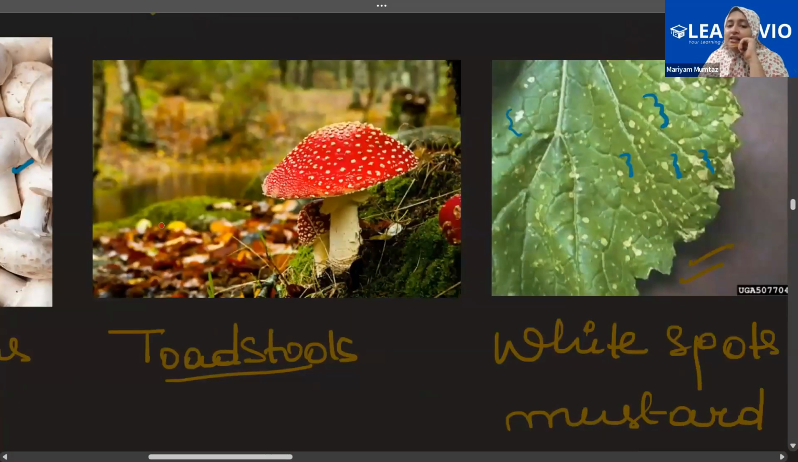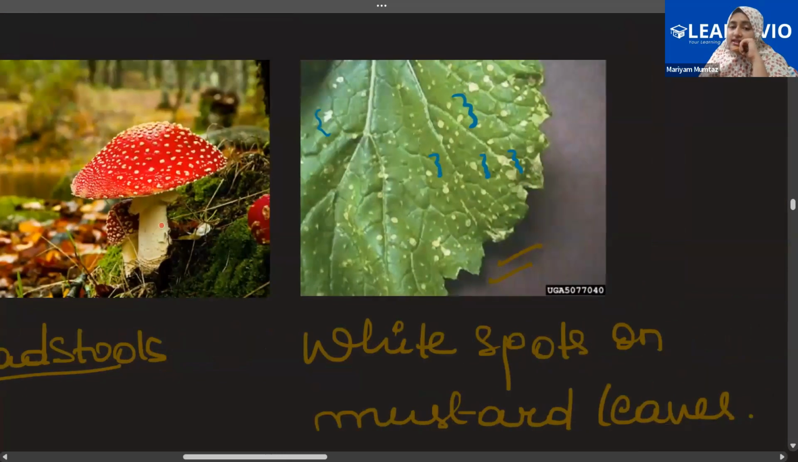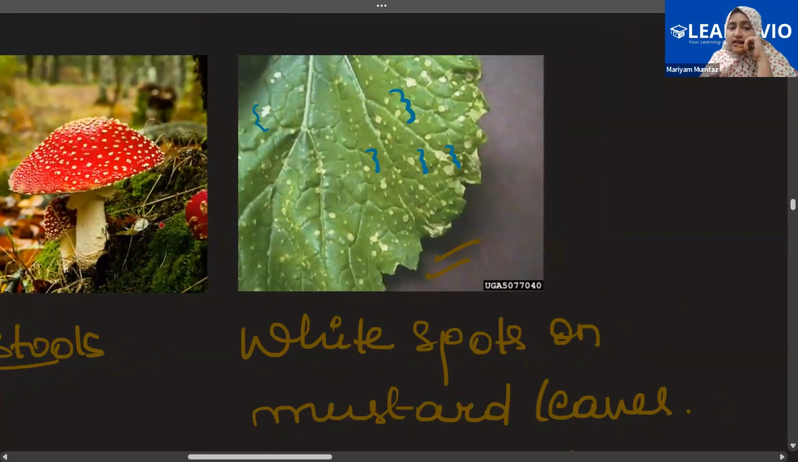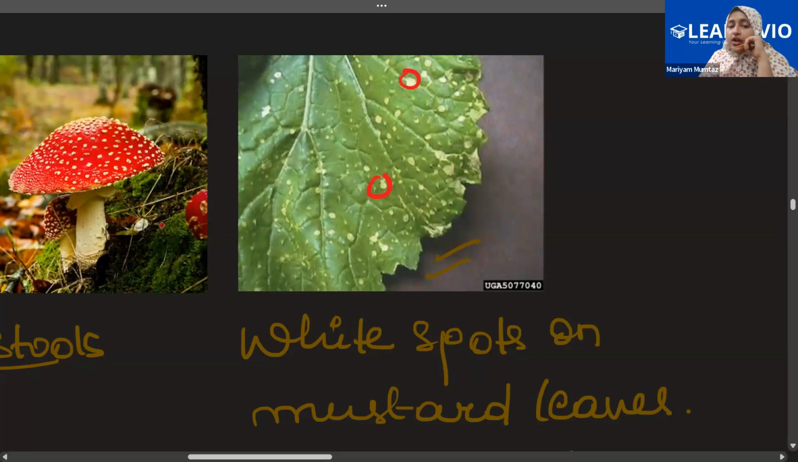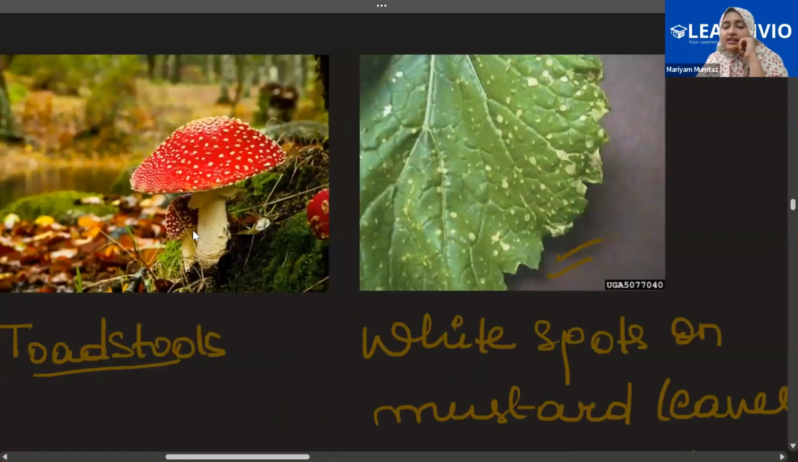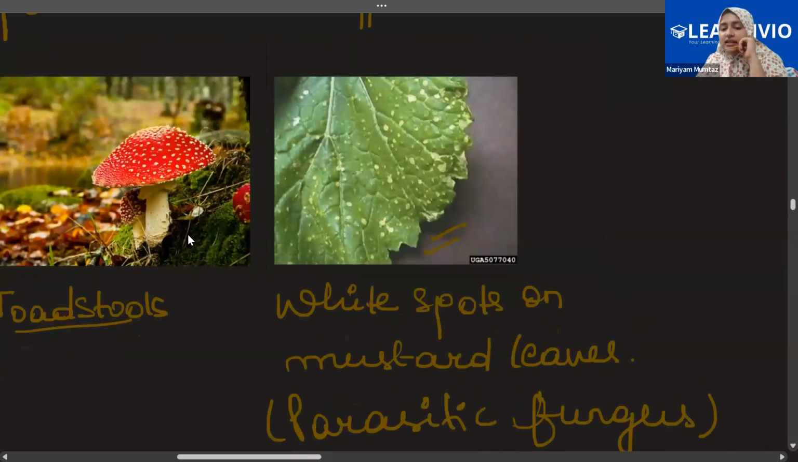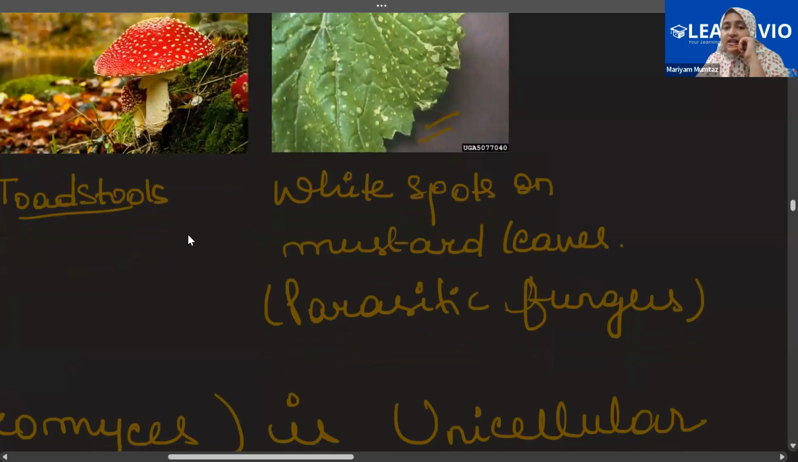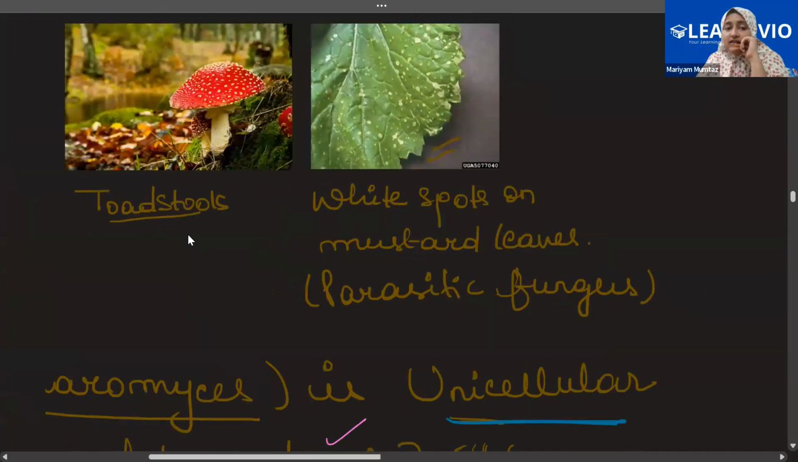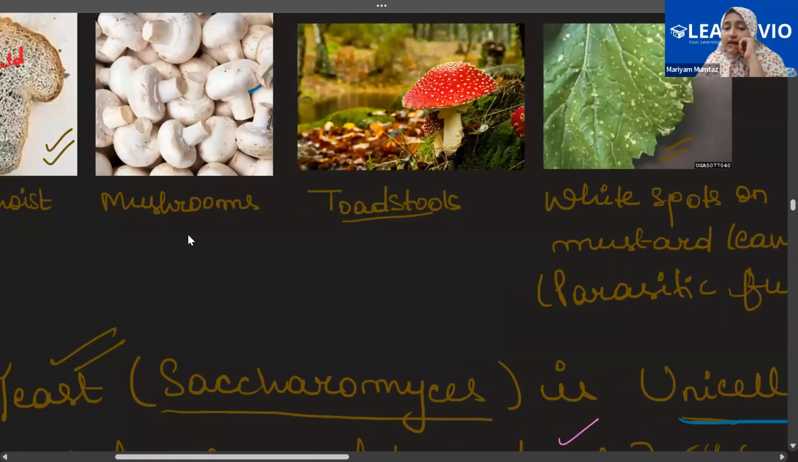And then there are certain fungi that cause diseases in plants. If you see here in the picture of a leaf, you see white spots all around. Yes, ma'am. So these white spots are caused because of the fungi, and this is on the mustard leaves. Okay, it is because of a parasitic fungus. So with this, we are seeing that fungi are present everywhere.